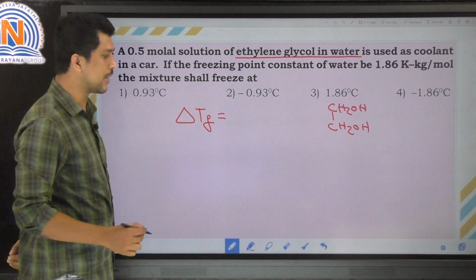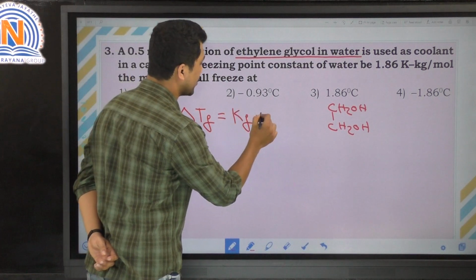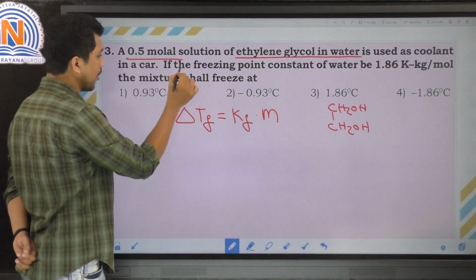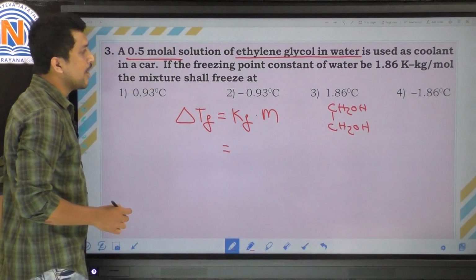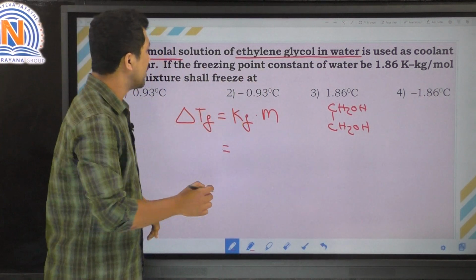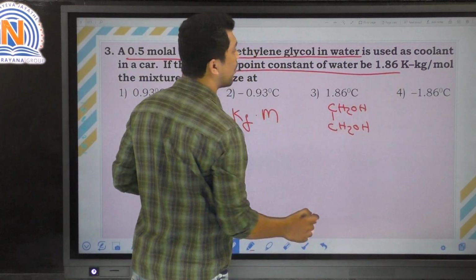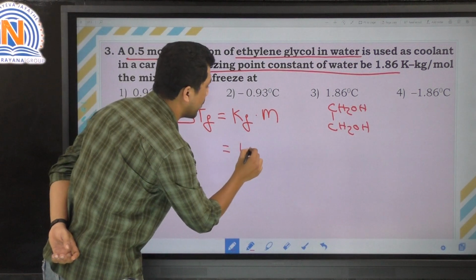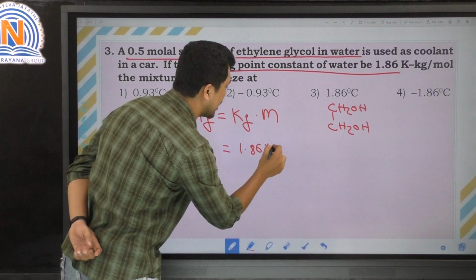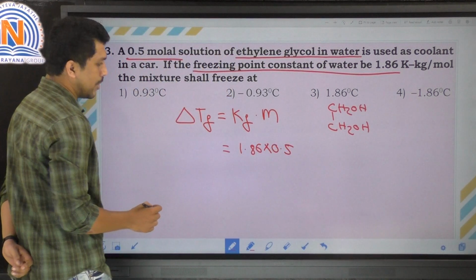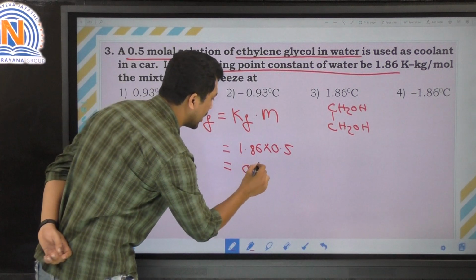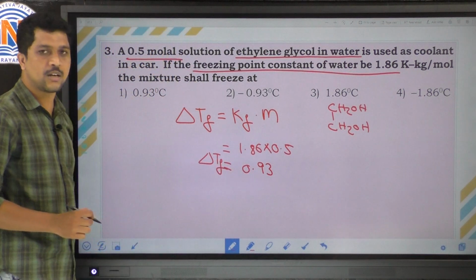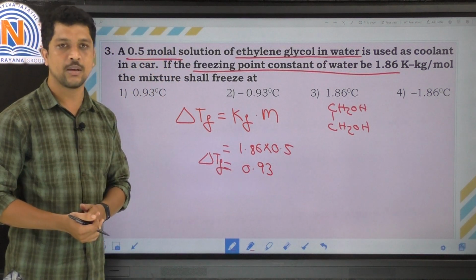So we know that delta TF equal to Kf into molarity, right? What is the molarity of that particular solution? That is 0.5 molar. And what is the freezing point depression constant? The constant of water will be 1.86. So Kf, that is 1.86, into molarity 0.5. If we do the math, we will get 0.93, that is delta TF. Depression in freezing point equal to 0.93, right?